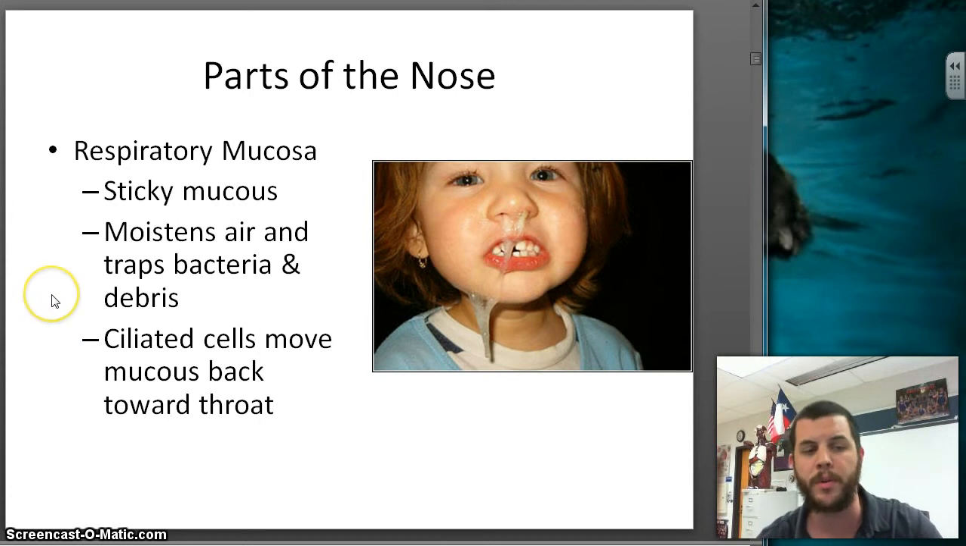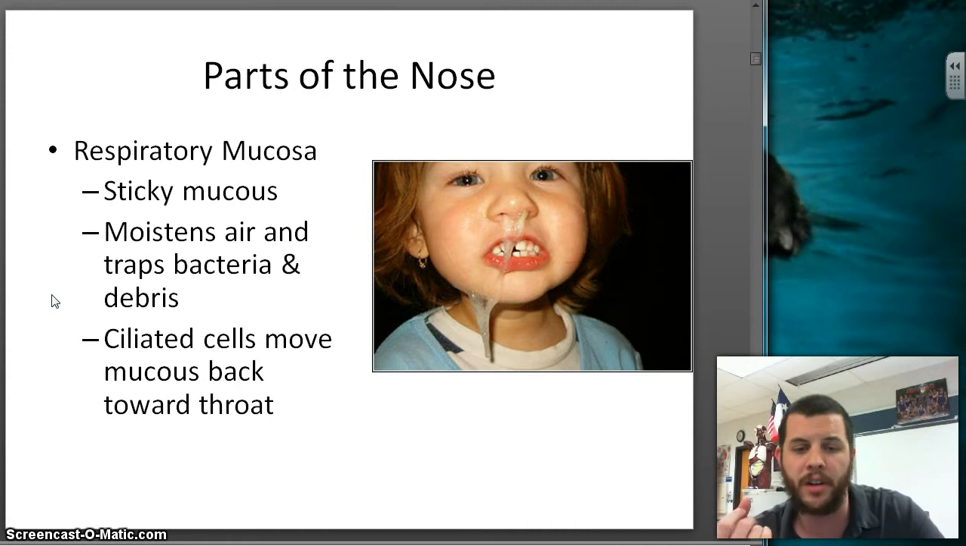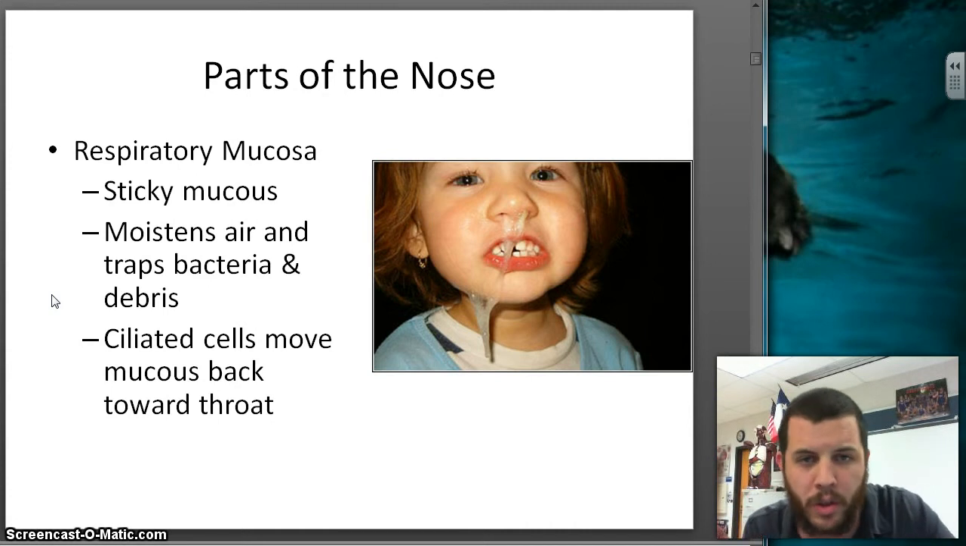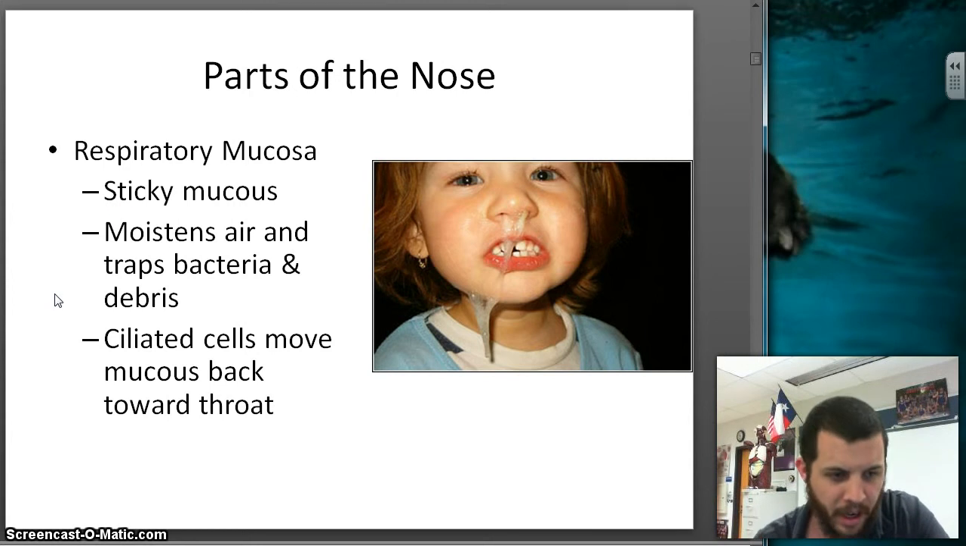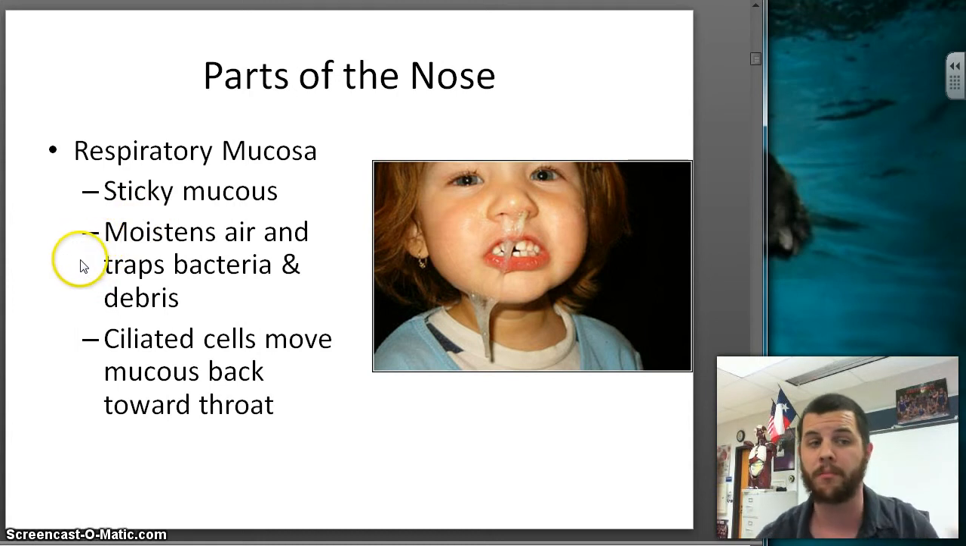Next, we have the respiratory mucosa. This is a sticky mucus. It's better known as snot. Let's be real. This is going to moisten air. It's going to trap bacteria, and then this is going to travel all up and down your throat. And so what you're able to do then is trap bacteria and all kinds of sweet goodness into that mucus, and then you're able to spit it out. I know that's disgusting, but thank goodness we have that method that we can use to get pathogens out of our body.